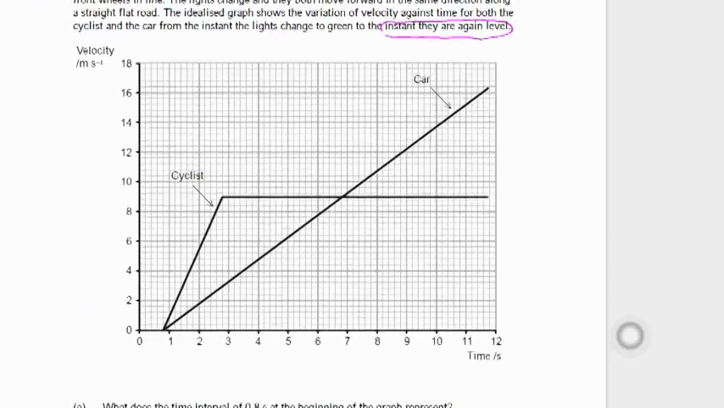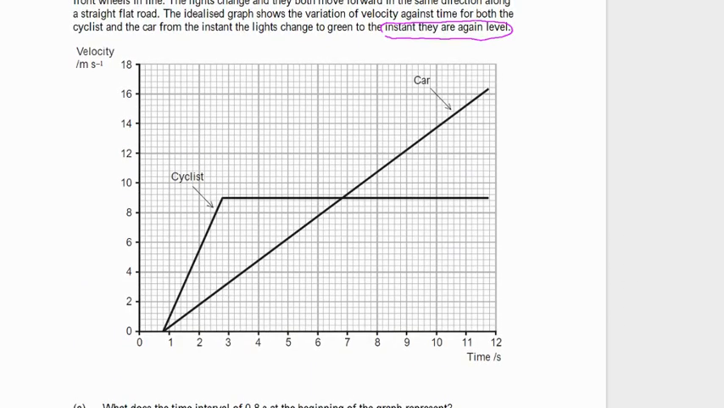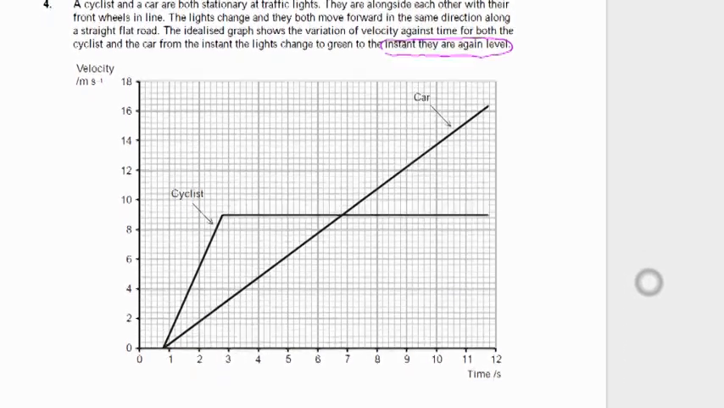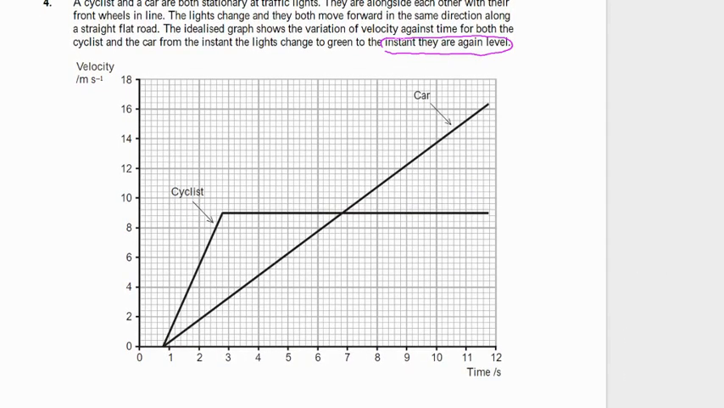Now, next question, 4. Okay, we have got a cyclist and a car. So you've got to read this question carefully. The first 4 lines of the question reveal there are a few things that we need to consider as we go through the question.